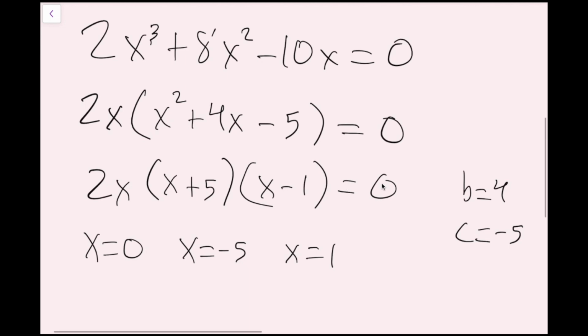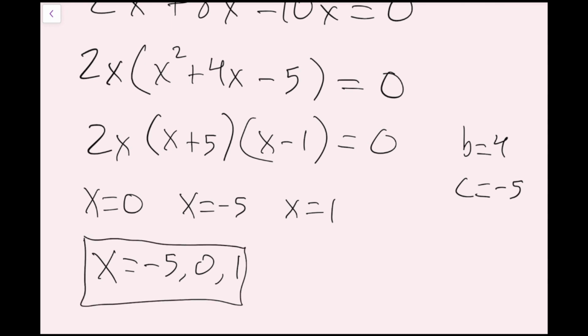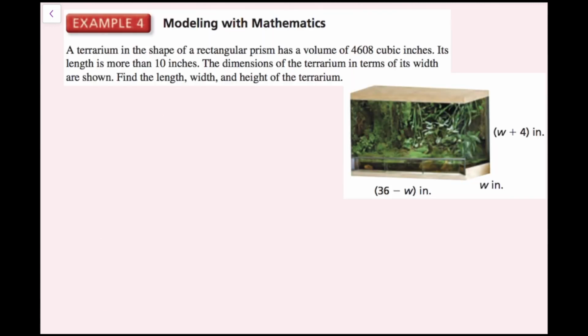So anyway, I'm just going to write it in order: x equals negative 5, comma, 0, comma, 1. So I've solved this equation using factoring and the zero product property, and now we're done with this one.